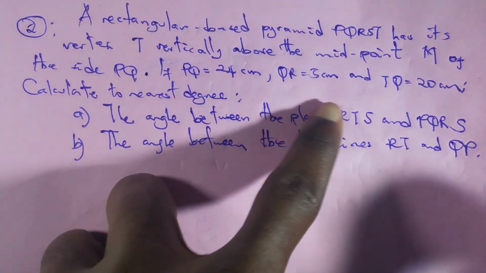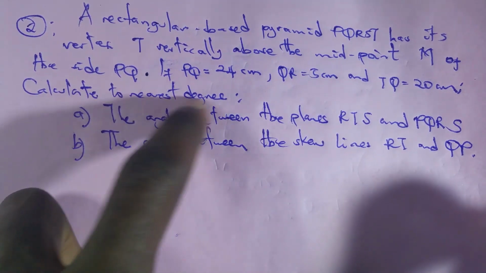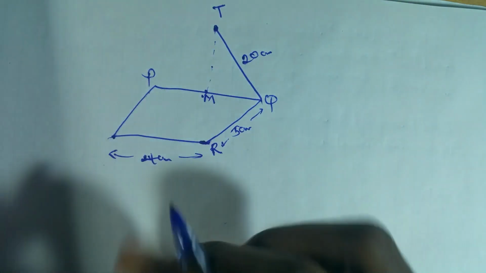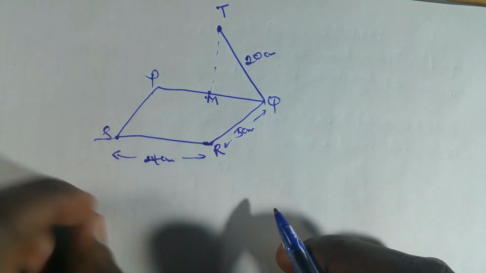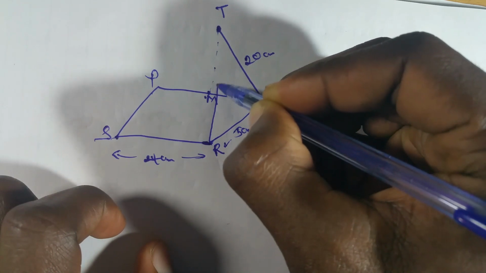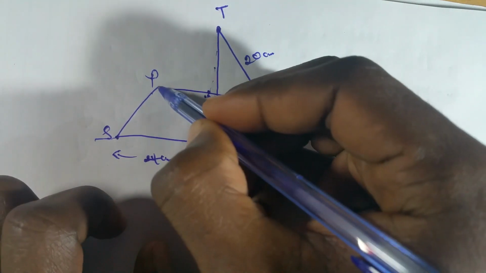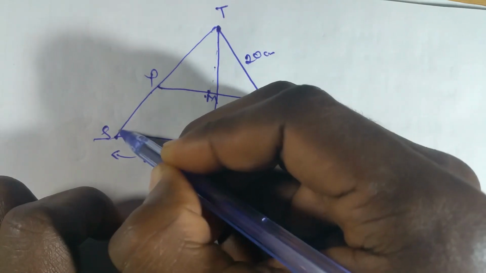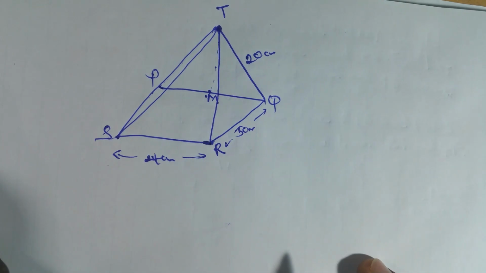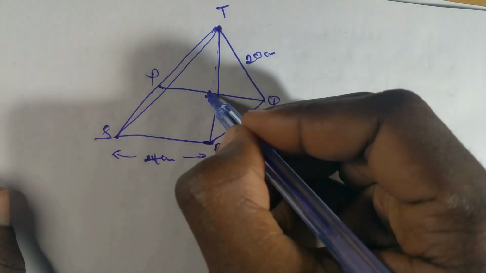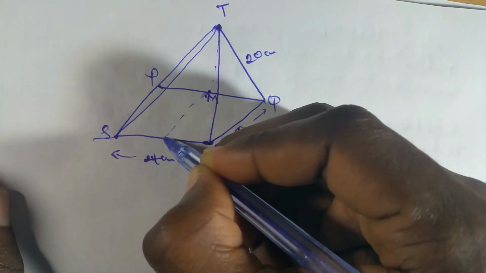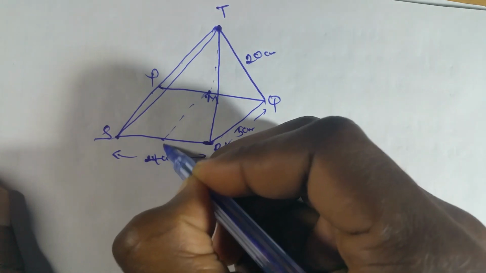Then they have given us the provision: calculate to the nearest degree the angle between RTS and PQRS. The rectangle is PQRS, and since it's a pyramid, we first have to join this point. We can let this one go up there, then join that there, then join this one there. My drawing is not so good, but that's it. Then we can make that parallel to that side also. Let's give this point K.